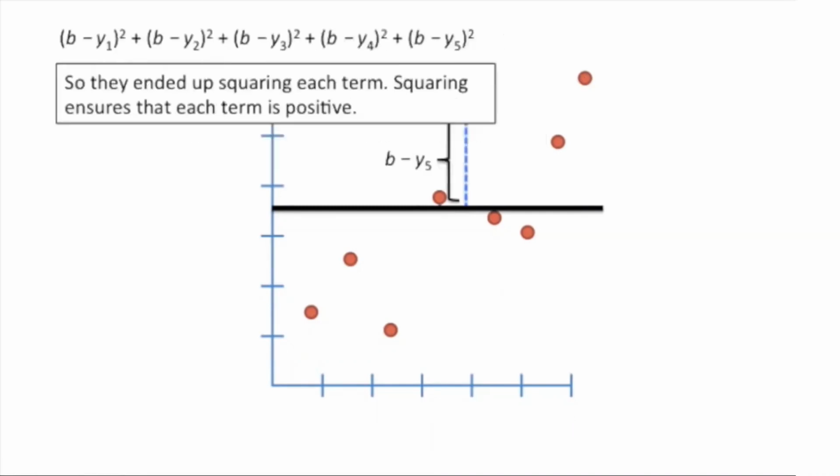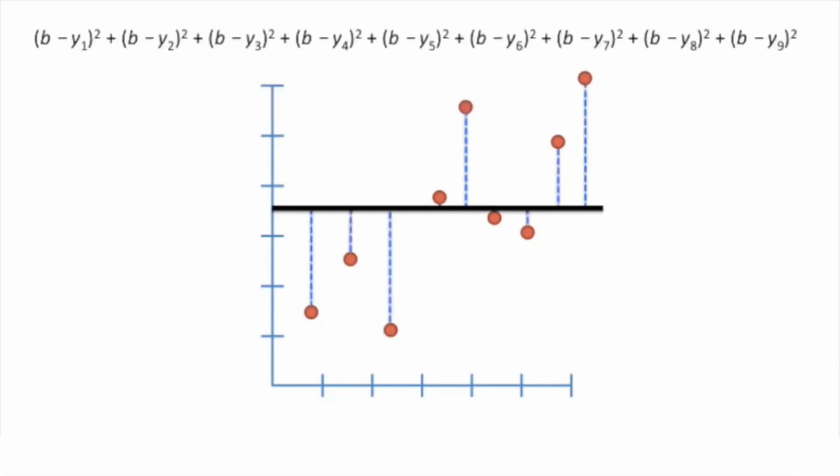And to make sure that they penalize the points which are too far away from the predicted line, they end up squaring the terms, right? They started squaring the terms instead of taking the absolute value. It also ensures that the ultimate value we get is positive, and we are also penalizing the points which are far away from the predicted line.